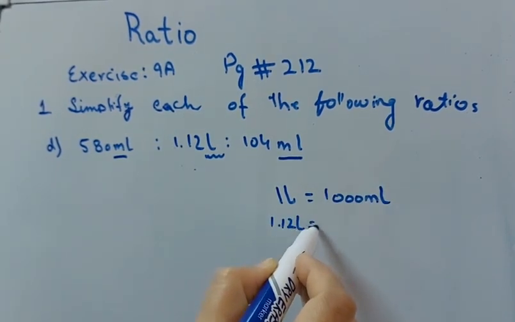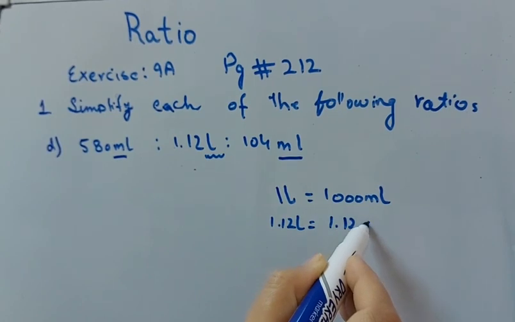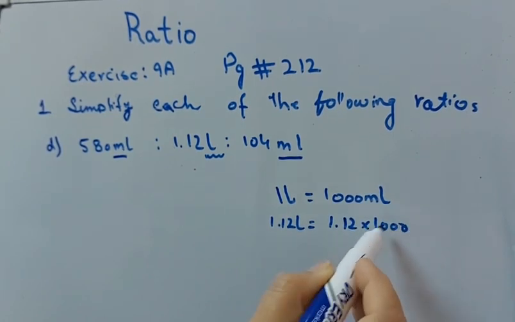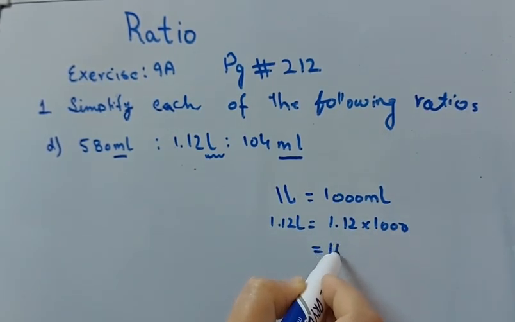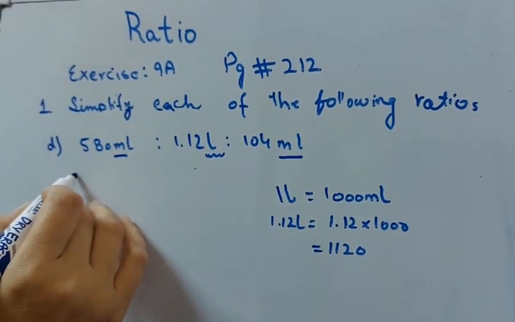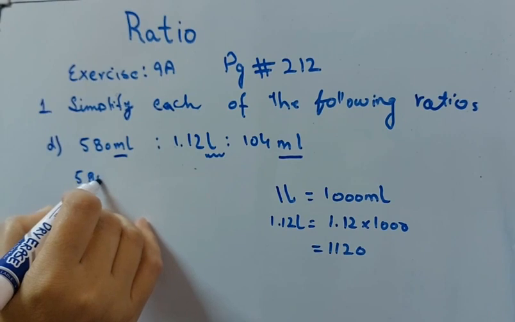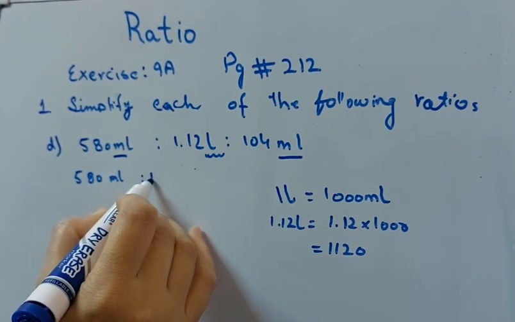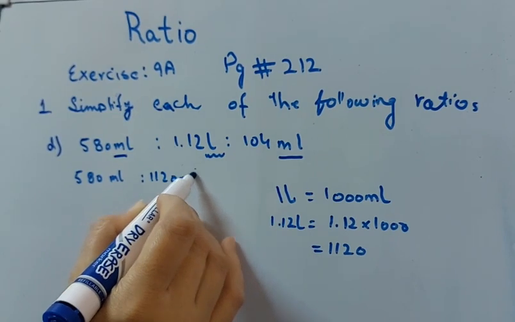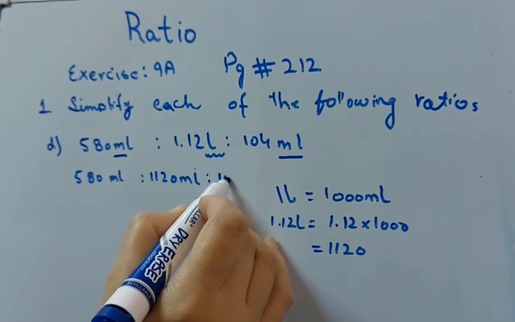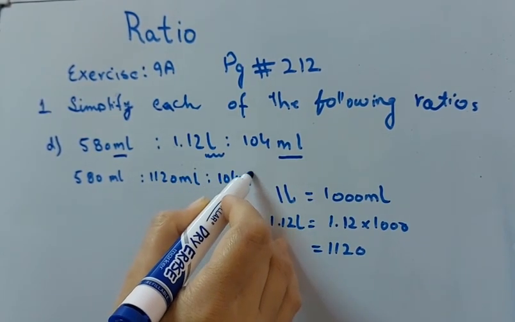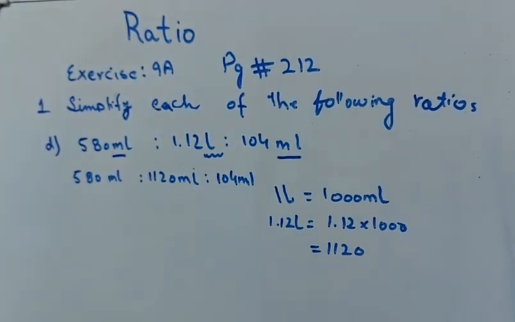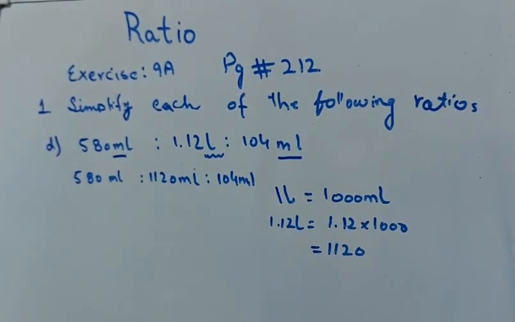So 1.12 liter is equal to what? 1.12 multiplied by 1000. So it will become 1120. So now it will become 580 milliliter ratio 1120 milliliter and then 104 milliliter. Okay. So now we have to find out the common divisor.